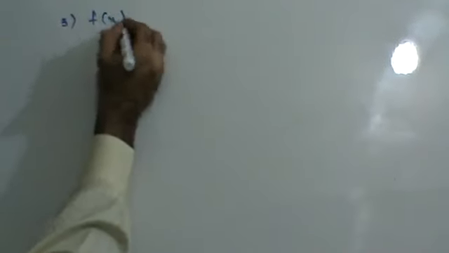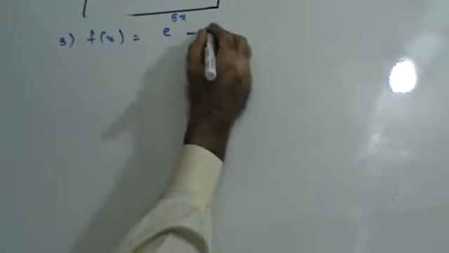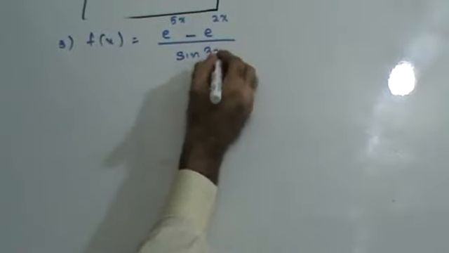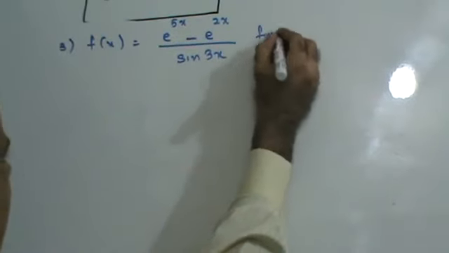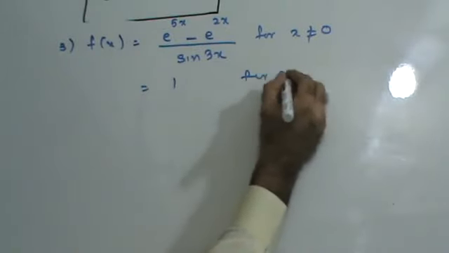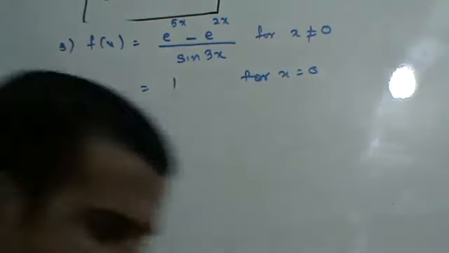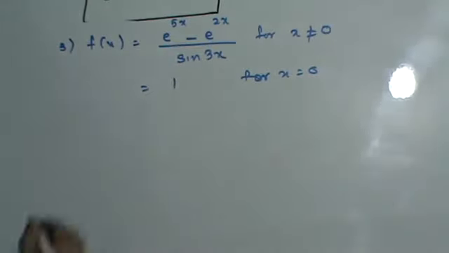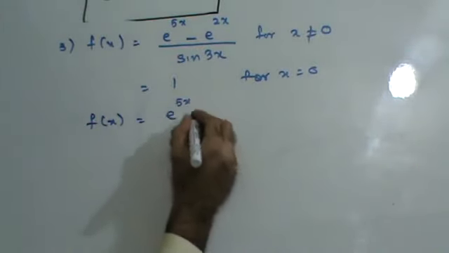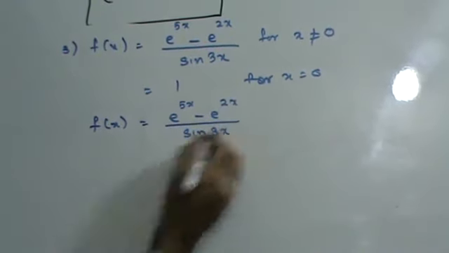F of x is equal to (e raised to 5x minus e raised to 2x) upon sin 3x for x is not equal to 0, is equal to 1 for x is equal to 0. You have to discuss the continuity at x is equal to 0. F of x is (e raised to 5x minus e raised to 2x) upon sin 3x.